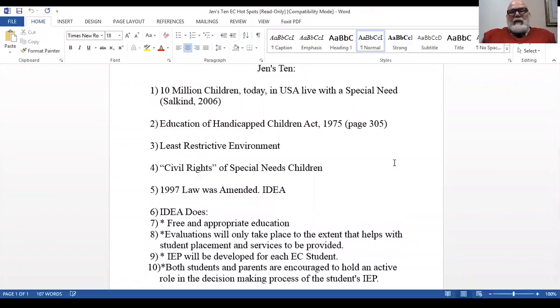All right. 10 things you need to remember about exceptional children. There's 10 million in the world today, and that was 10 years ago. So that number, I think, is somewhere around 12 million now, especially with all the children that are now being identified for the autism spectrum. So that's probably around 12 million. So what that means is it's not something that's going to go away. That number only grows. You're not going to have a school that doesn't have children with special needs.